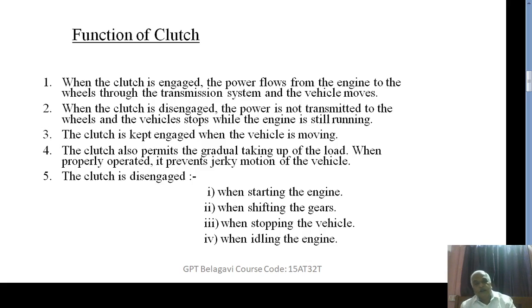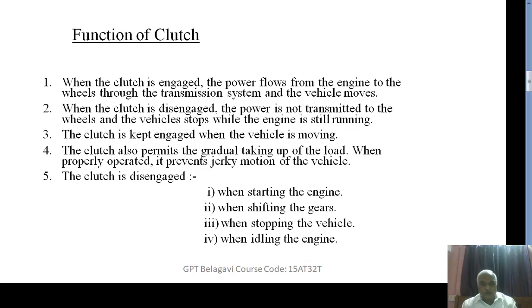The third one: the clutch is kept engaged when the vehicle is moving. Once you release the clutch pedal or the clutch release lever, the clutch gets engaged on its own. There is a mechanism only for the disengagement, not for engagement. Therefore, the clutch is kept engaged when the vehicle is moving. And the fourth point, the clutch also permits the gradual taking up of the load when properly operated. It prevents a jerky motion of the vehicle.